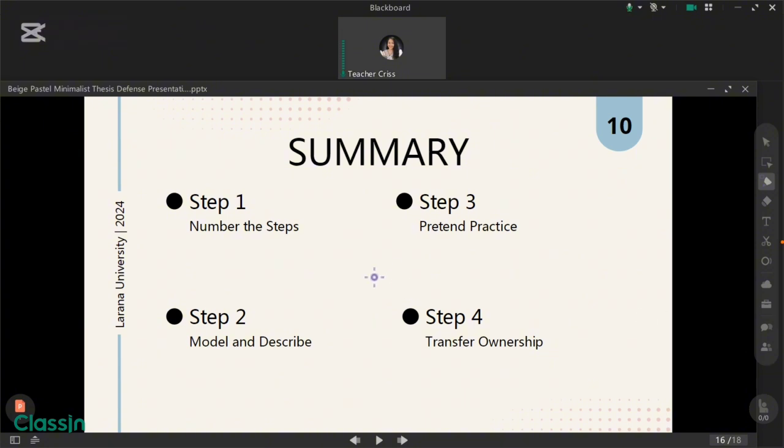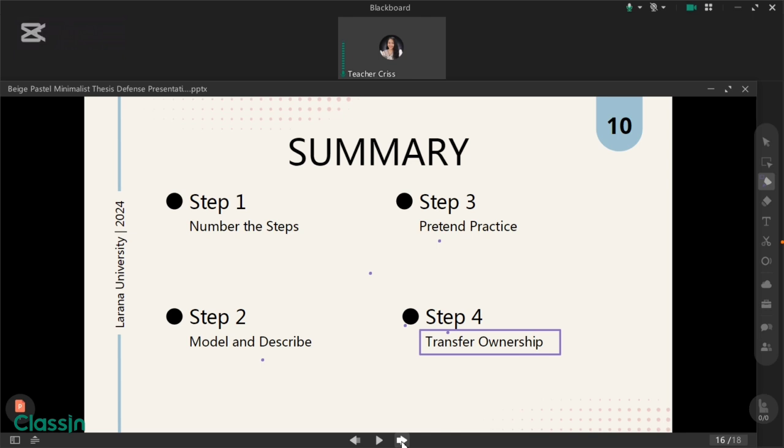Again, that is number the steps, model and describe, demonstrate, pretend in practice, give a chance for the students to do it themselves, and transfer ownership. Maybe you can also imply to them, I hope you guys learned that one, we don't need to discuss that next time. And hopefully it will work on their side.